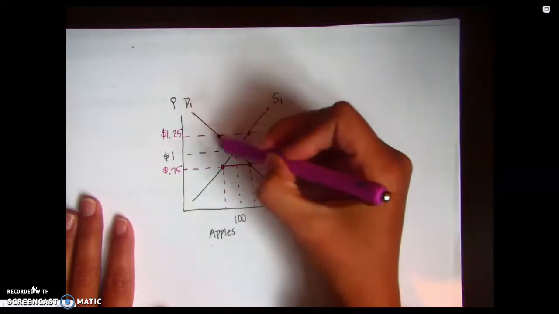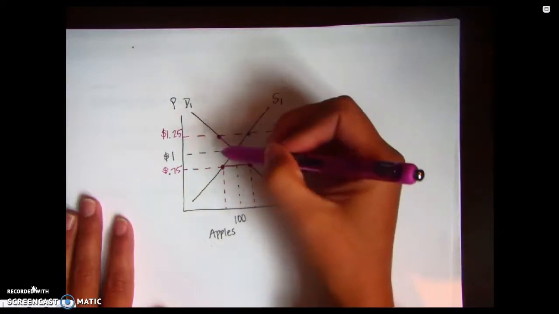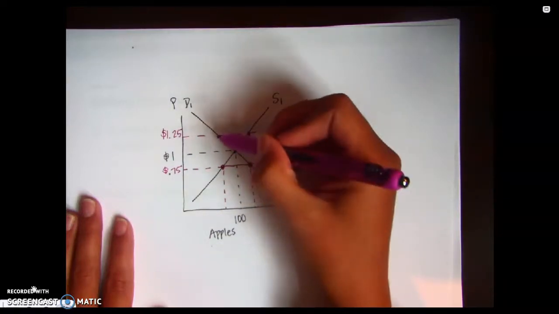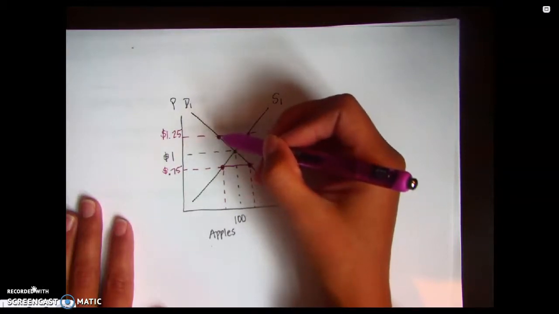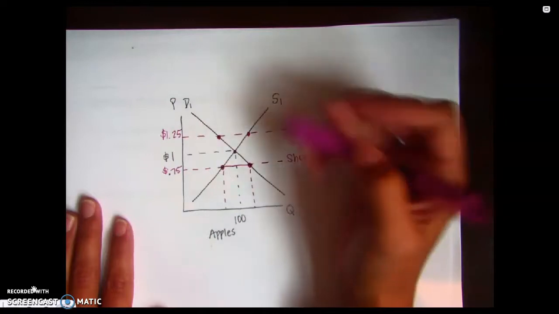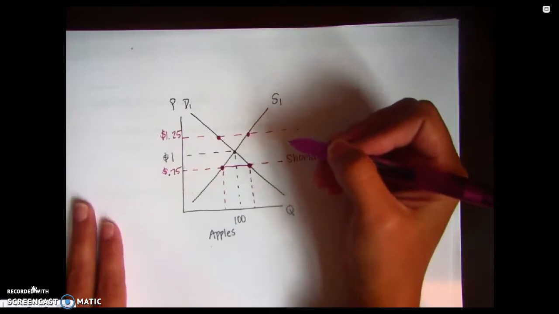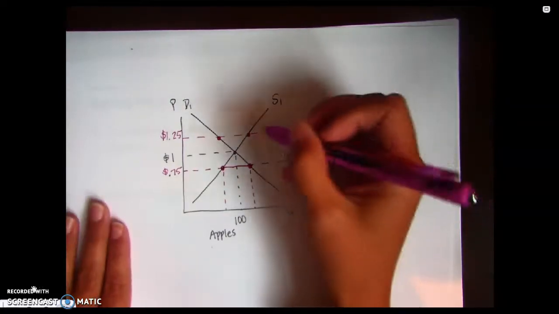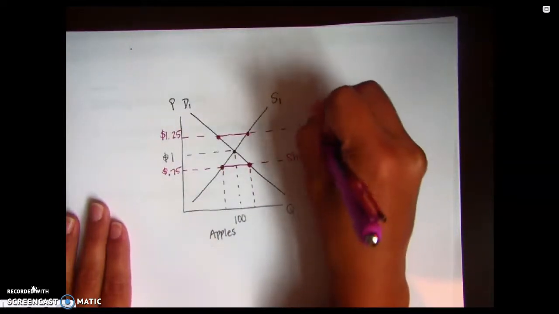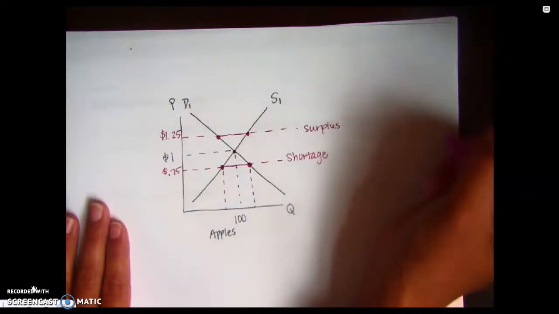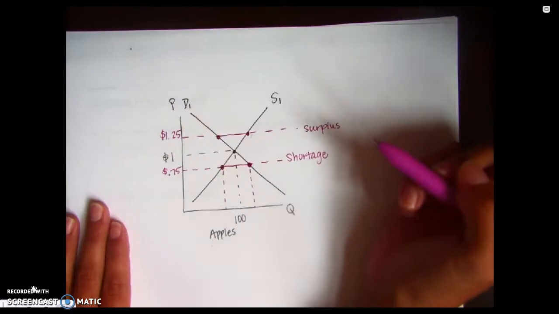So let's talk about it first from our demand perspective. These are your consumers, and your consumers are saying, you know, $1.25, that's asking a little much for an apple. I don't want an apple at $1.25. But your suppliers are like, $1.25, that's great. I'm going to produce a lot of apples so I can make more of a profit. So instead of having a shortage, now we have a surplus. Because now we have too many items being produced and too few buyers.